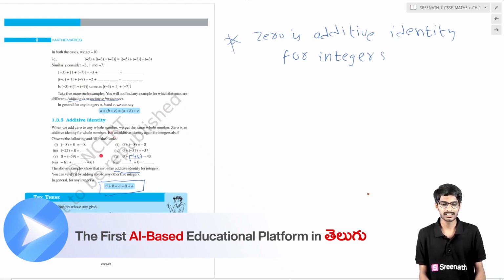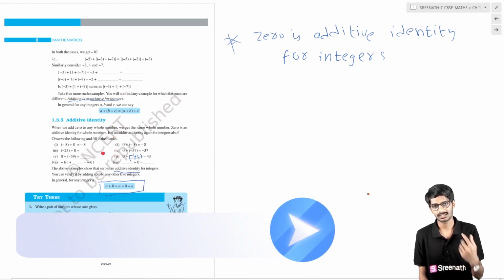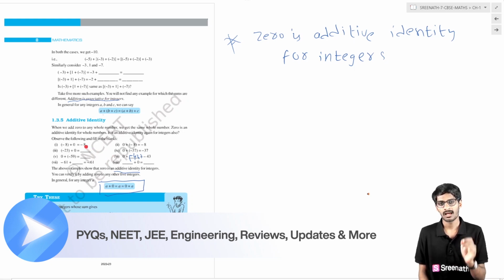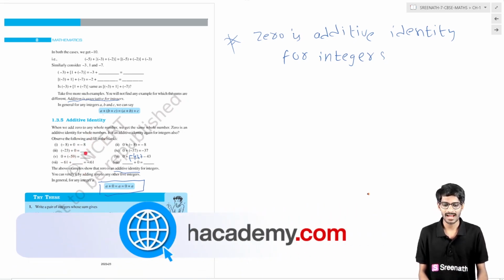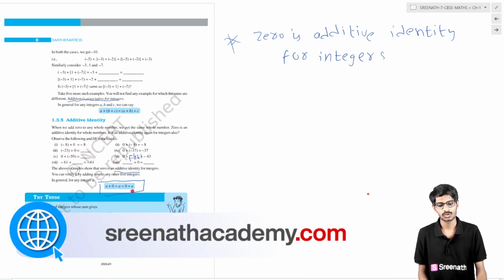Now additive identity is nothing but when you add something to an integer and you get that same integer, then we call the number which is added the additive identity. So here 0, when added to any integer, we will get that integer. So 0 is called the additive identity. a plus 0 equal to a, 0 plus a equal to a.